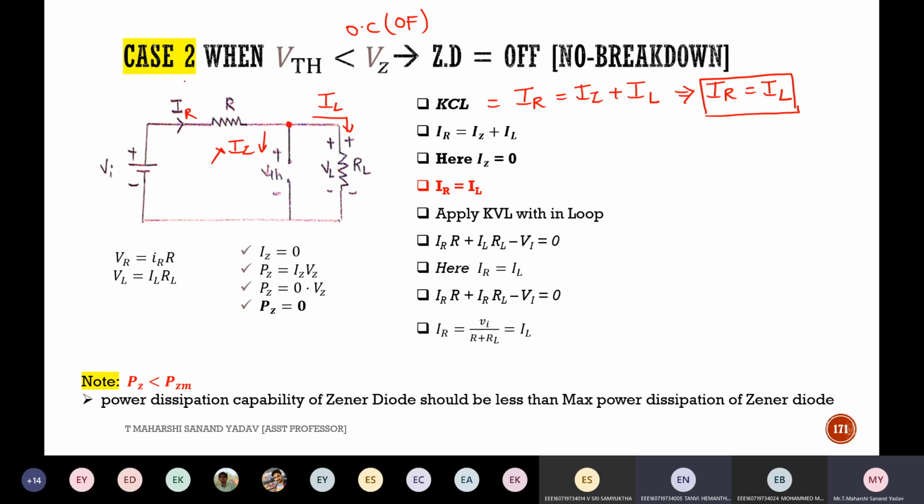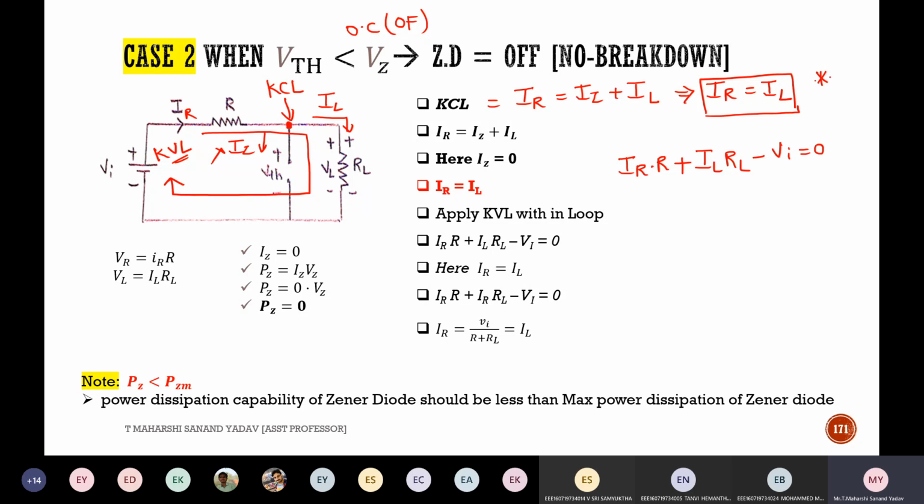Yes, sir. Now try to apply KVL or KCL in this loop. Within the loop, KVL. At the node, KCL, Kirchhoff's current law. Now by using KVL, how do you write it? IR into R plus IL into RL minus VI is equal to 0.